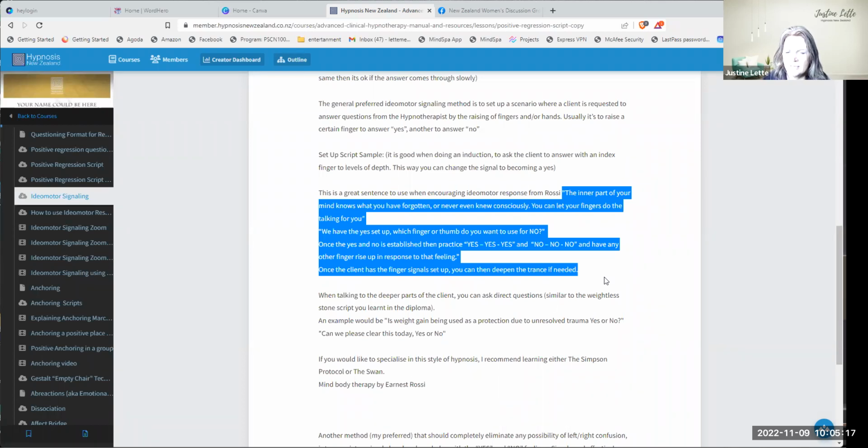Is this weight gain being used as a protection due to unresolved trauma? Yes or no? Can we please clear this today? You will hear this kind of questioning in SP, in the SWAN, in parts therapy with Freddie Jacquin when they teach parts. It's just yes and no questions. Anytime you look up any kind of therapy where they talk to one part, the questions are yes or no. Sometimes you mess up and say a question that can't have a yes or no answer, so you just backtrack and ask the question again. But this is really how we get into it.